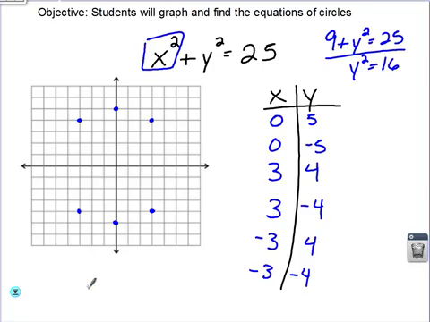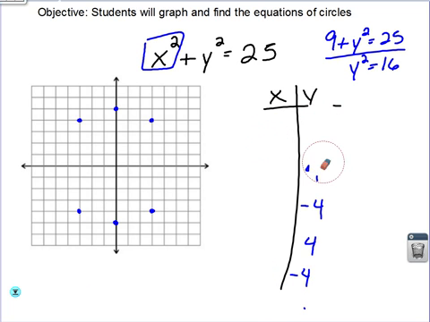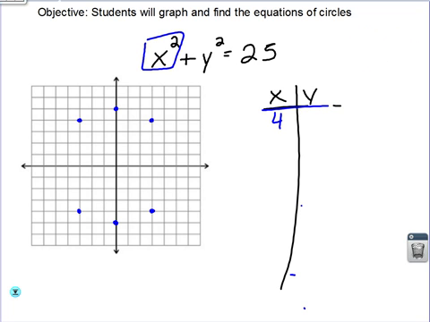Let's plug in 4. Let me erase some of these. Get us some more room. I've already got all those graphs. We don't need them anymore. Let's plug in 4. And we're not going to do them all like this. This is the hard way. When I plug in 4, I get 16 plus y squared equals 25. I subtract 16, I get y squared is 9. Megan, if y squared is 9, what is y?